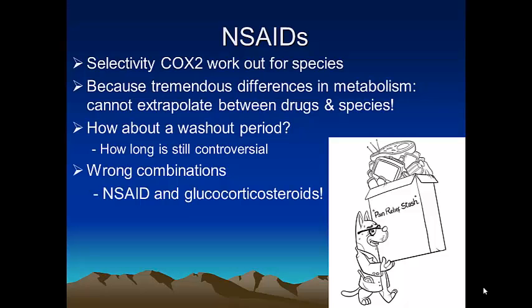And the final thought would be that you don't want to mix NSAIDs with glucocorticoids. That's definitely a no-no, and you would be rolling the dice to get a gastric ulcer if you mix those two categories of drugs.